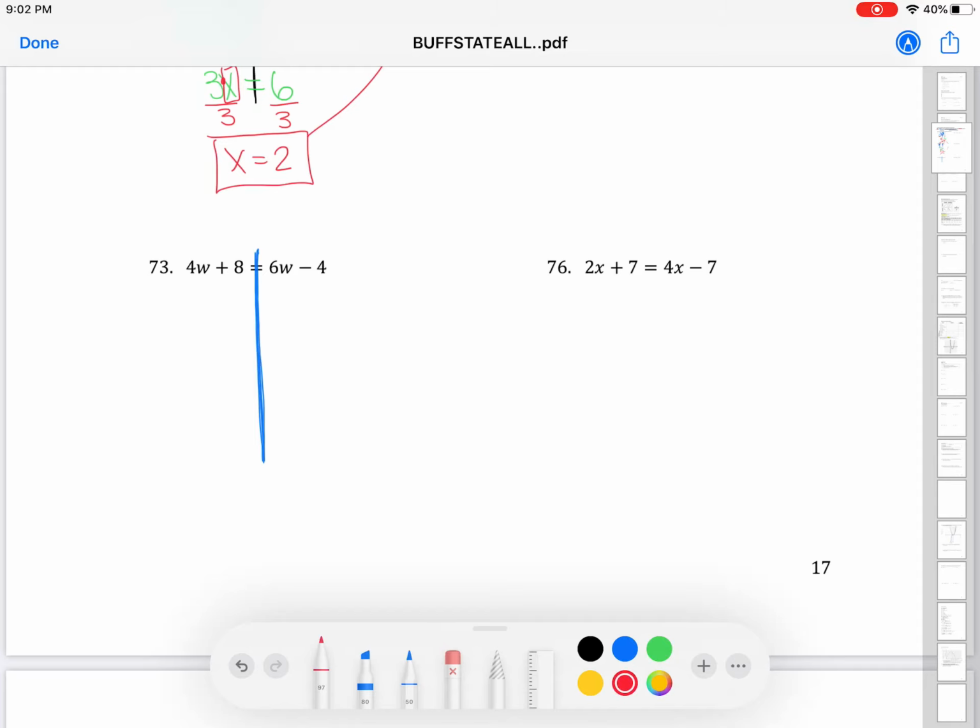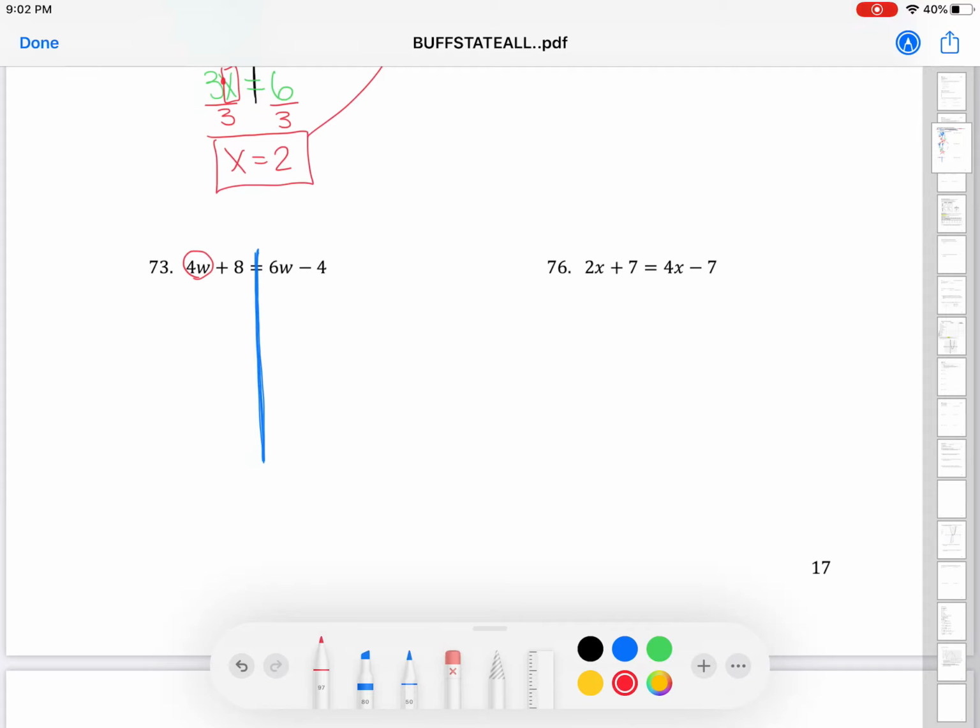All right, so the next one, same kind of setup. I know it's a little annoying, but remember, math is practice. The more you do it, the better of a hang of it you'll get, if that makes sense. So I have 4W and 6W, and they're on opposite sides of my equal sign. Remember, if they're on the same side, you just combine them. But when they're on opposite sides, you have to do the opposite operation to get them on the same side.